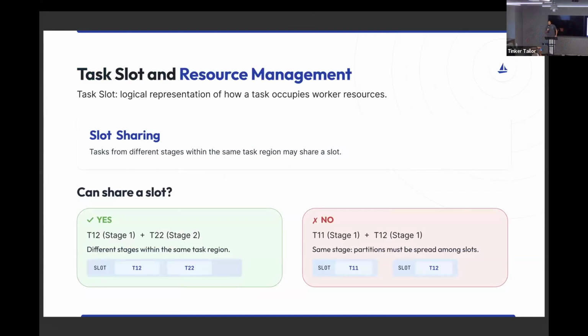So task slot and resource management is, if you've worked with Flink, then this will look very familiar to you. So slot sharing: tasks from different stages, within the same task region, can share a slot.